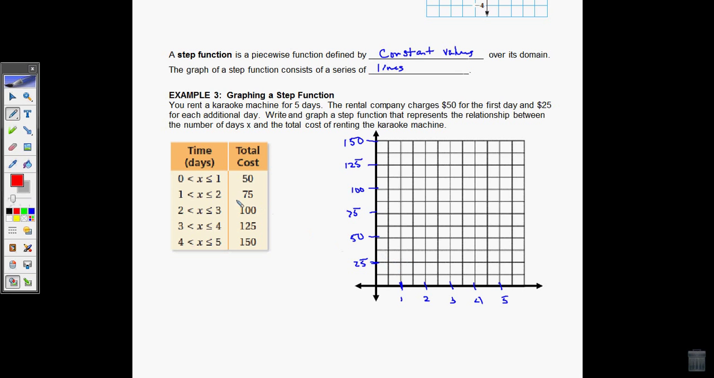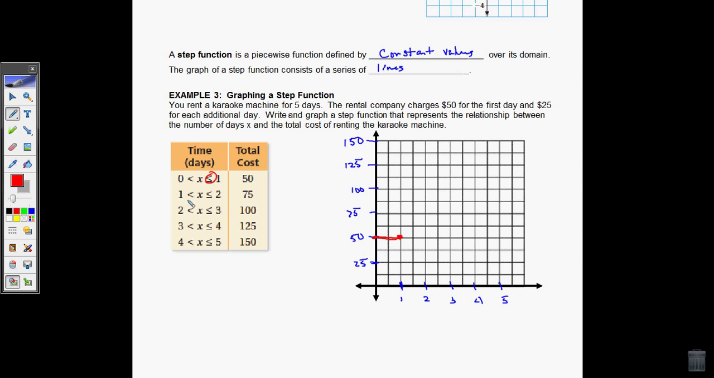So what this tells me is from 0 to 1, my cost is 50. So from 0 to 1, I'm going to be doing a horizontal line, a straight line at 50. 0 to 1, and it includes 1. This thing says or equal to, so that's a solid point on the 1. So that's what that looks like. It's basically the line y equals 50. It's a horizontal line right there.